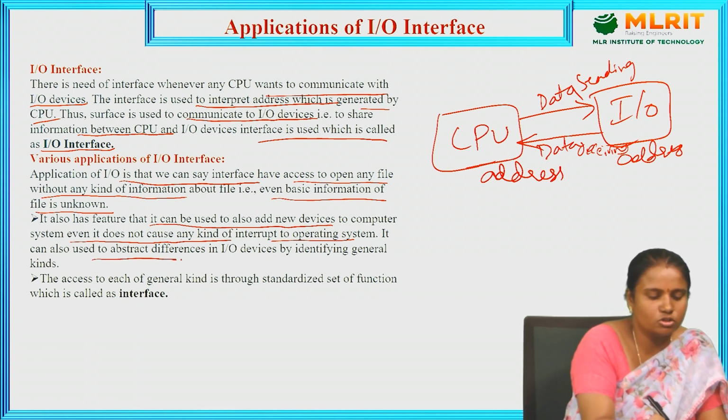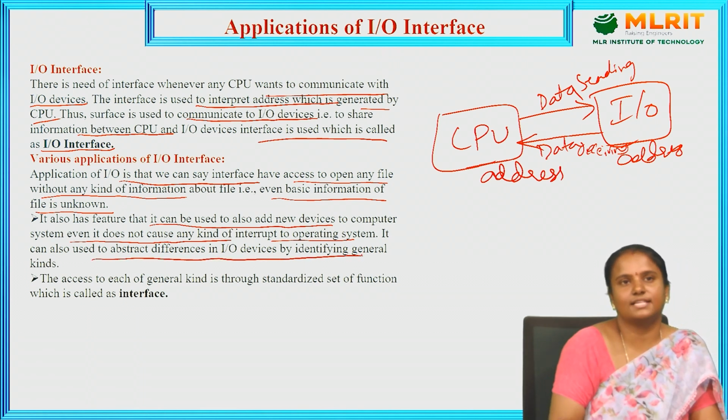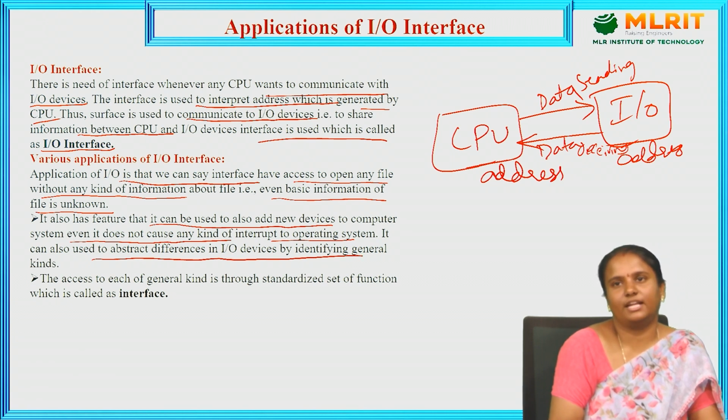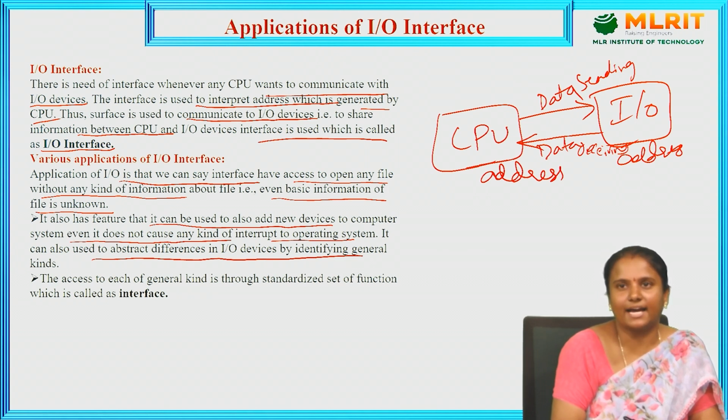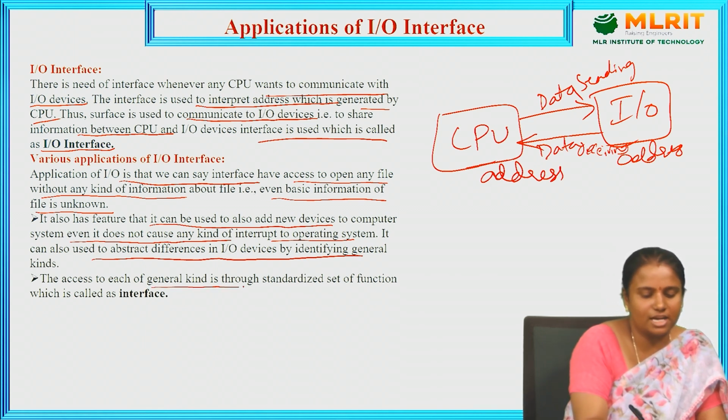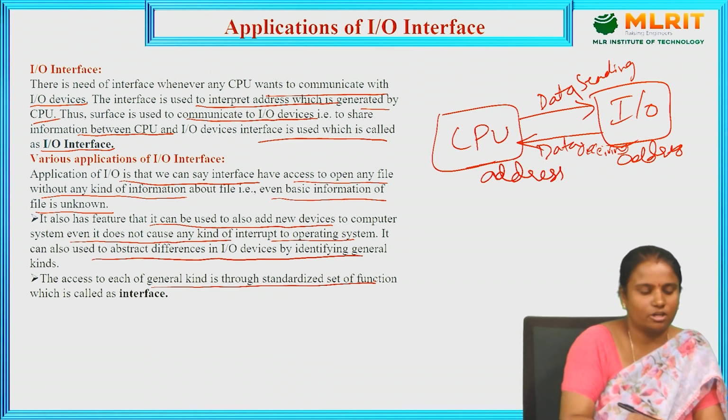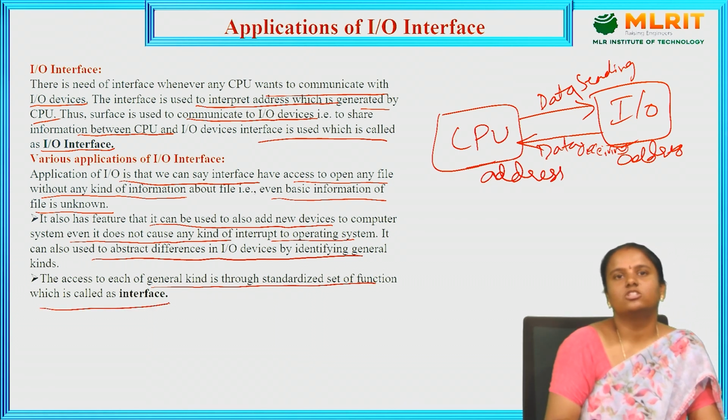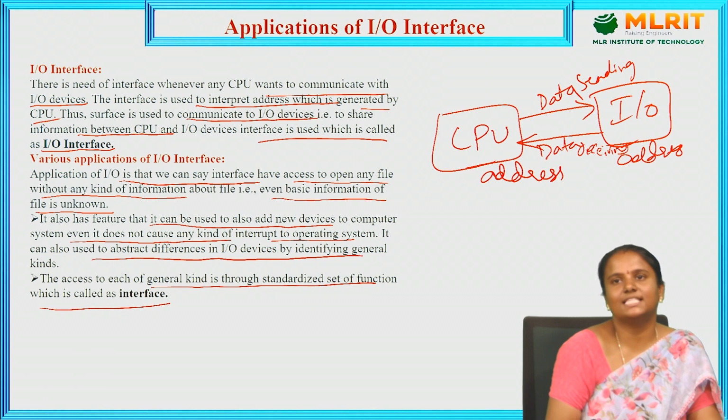It can also be used to abstract differences in input-output devices by identifying general kinds of interrupts. Whatever the differences between the input-output devices, the interrupts are identified and handled by the operating system. The access to each general kind is through a standardized set of functions, which is called the interface. This is how the interface works between the CPU and input-output devices.